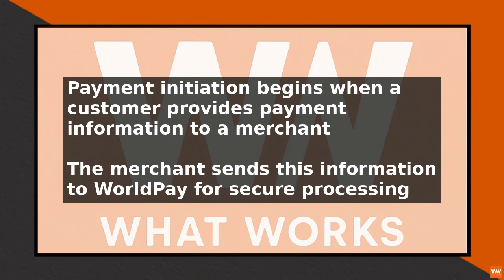The next step is payment authorization, where Worldpay verifies the customer's payment information and checks if they have sufficient funds to complete the transaction. This is done by sending a request to the customer's bank, which then responds with an authorization code. Once the payment is authorized, Worldpay proceeds to the payment processing step.